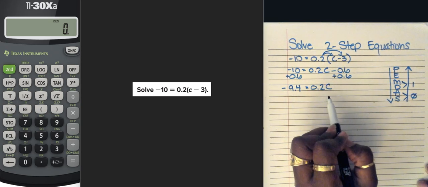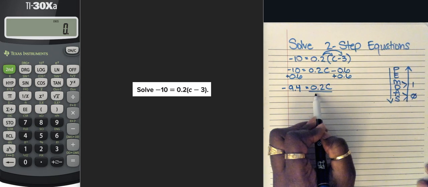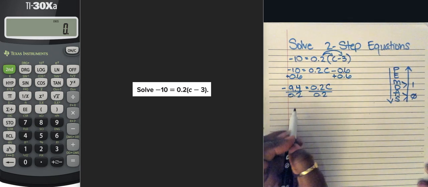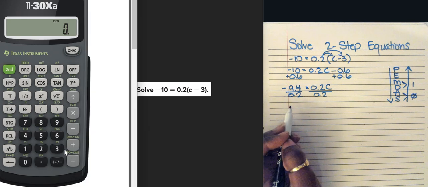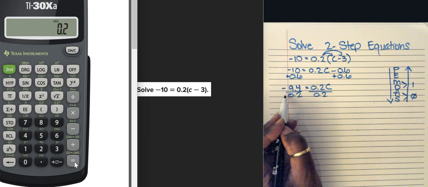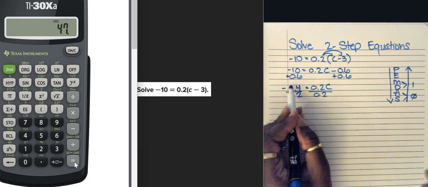And the variable is still not isolated because it's being multiplied by 2/10. So to undo that, I'm going to divide both sides by 0.2. And then if I plug this into my calculator, or if you know how to do it manually or mentally, go on and do it that way. But that would be 9.4 divided by 0.2. I didn't put the sign in there, but I know that it's going to be a negative, right? Because I see a negative and a positive. So there's 47. So this is 47 just for the quantity.